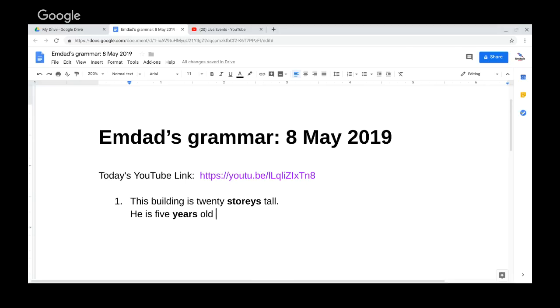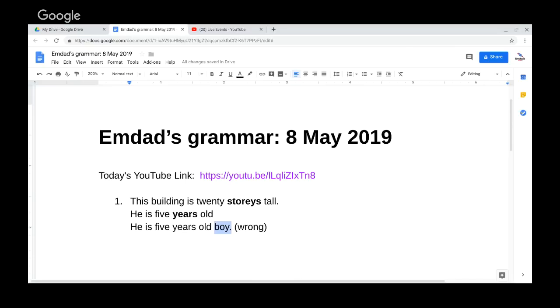But if the sentence doesn't finish with an adjective, it finishes with a noun. You cannot write something like this. He is 5 year. He's 5 years old boy. If you write something like this, the sentence will be wrong. Let me write it here. Because the sentence this time doesn't finish with old, it finishes with boy. The sentence finishes with boy, it doesn't finish with old.